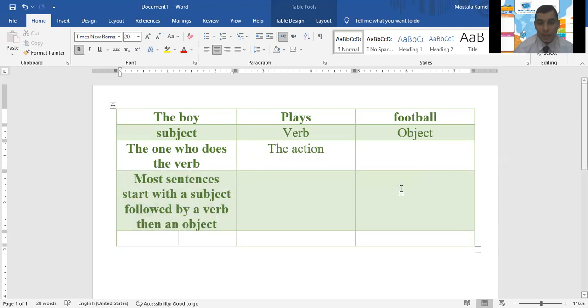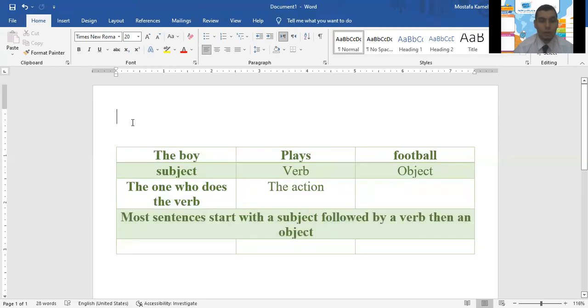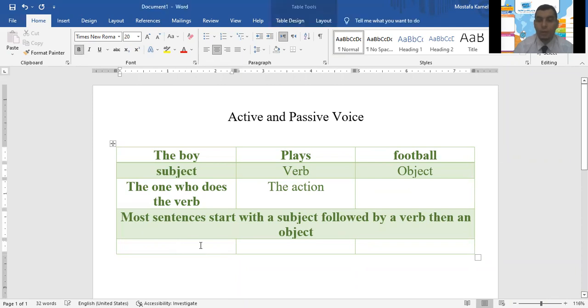Okay, so allow me to tell you that this is not the case today. Why is that? I will tell you right now. Because today's lesson is called active and passive voice. Okay? The active and passive voice.